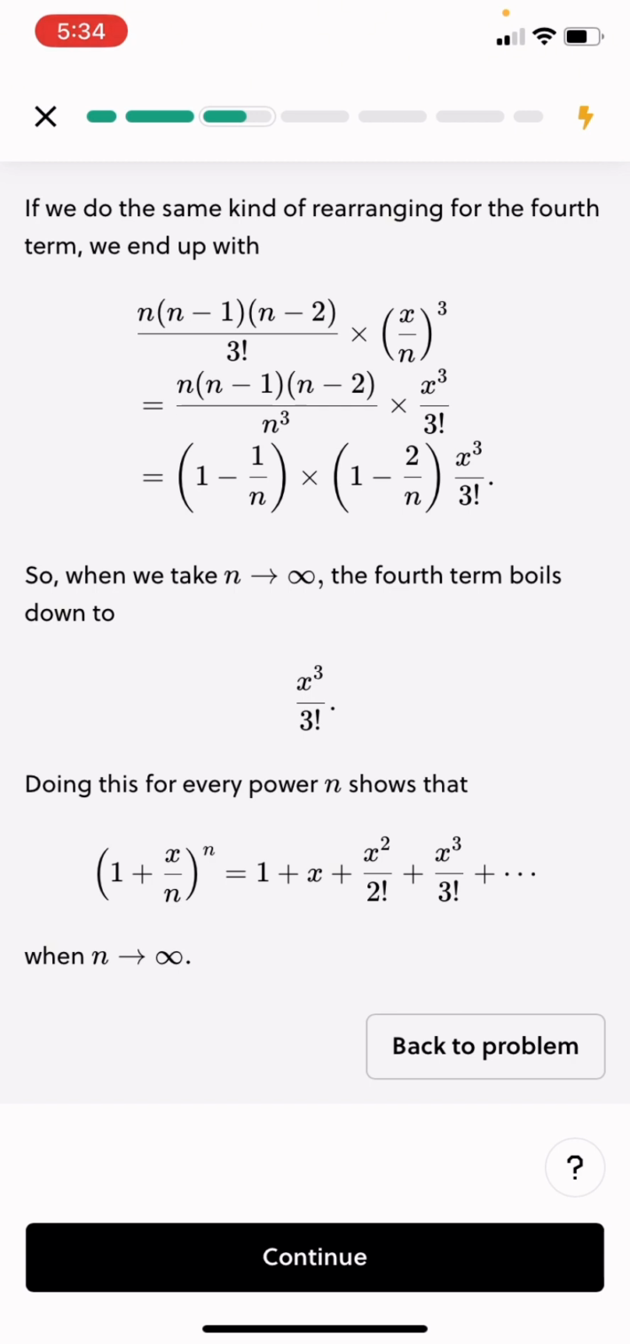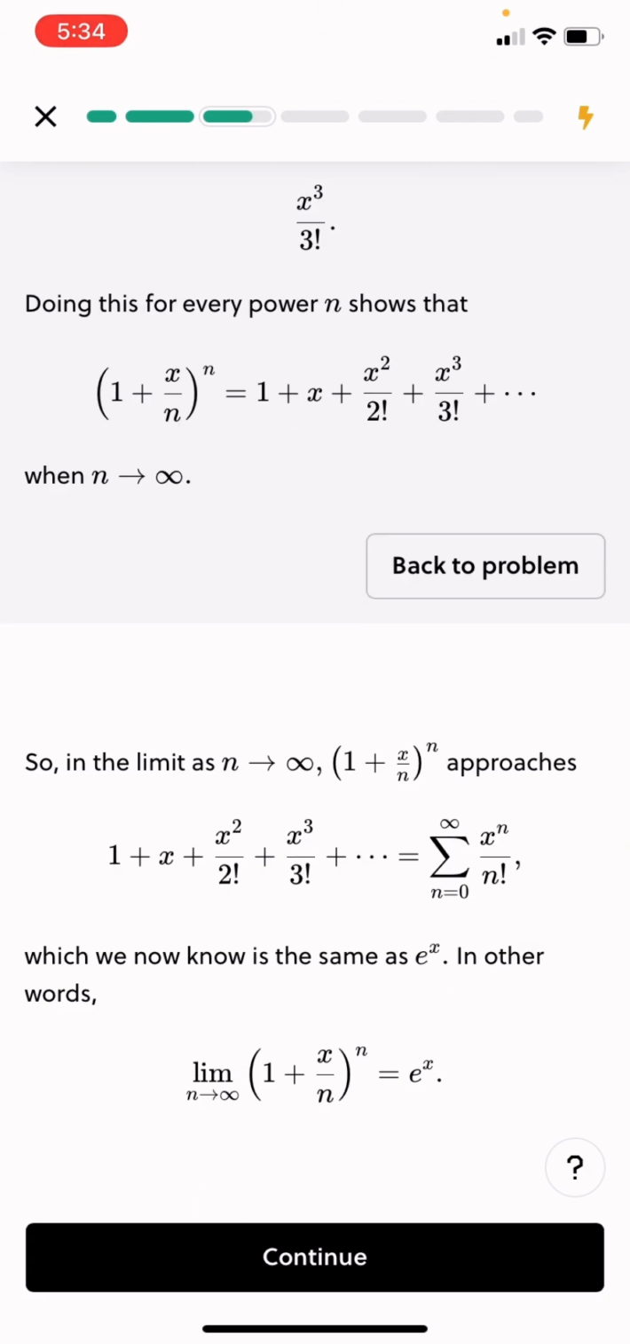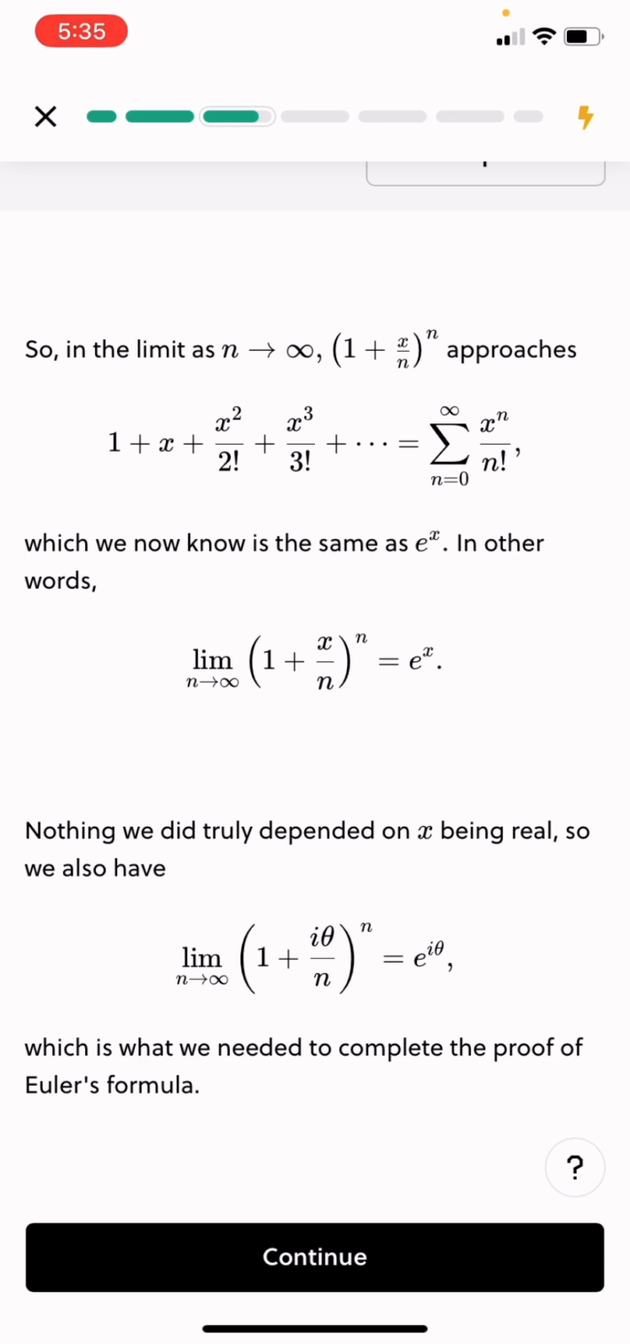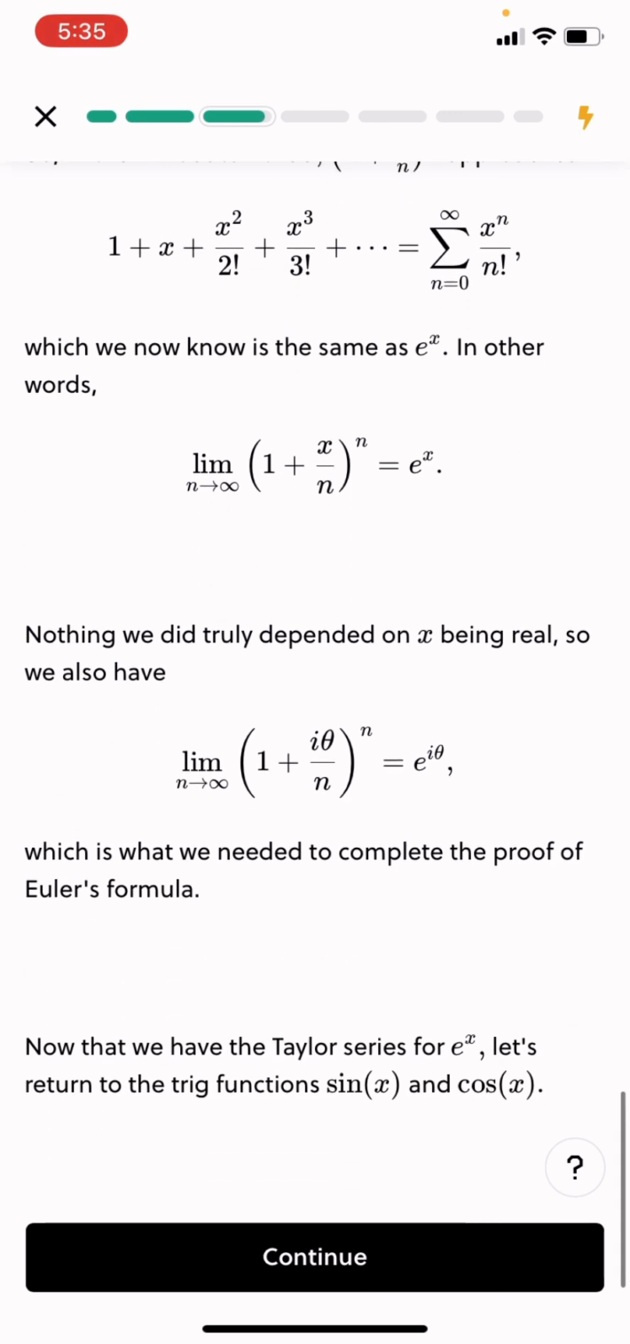Doing this for every power shows that 1 plus x over n to the n approaches 1 plus x plus x squared over 2 plus x cubed over 3 factorial, and we can see it repeats on. Which we know is the same as e to the x. In other words, the limit as n goes to infinity of this equation is e to the x. So I'm going to pause here for now.